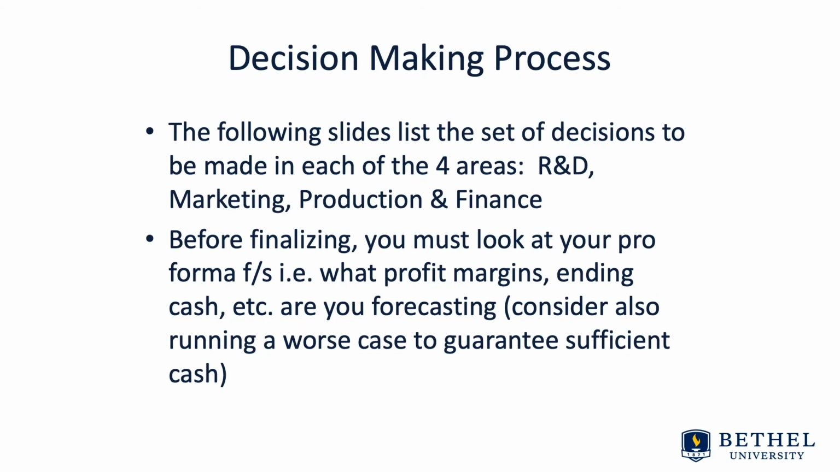And really that process is kind of as follows. You go in and you essentially make decisions in 4 areas: R&D, marketing, production, and finance. Again, as I said before, before you finalize your decisions, you must look at the pro forma financial statements. In other words, based on that decision set, what does your projected balance sheet look like? What does your projected cash flow statement look like? What does your projected income statement look like?